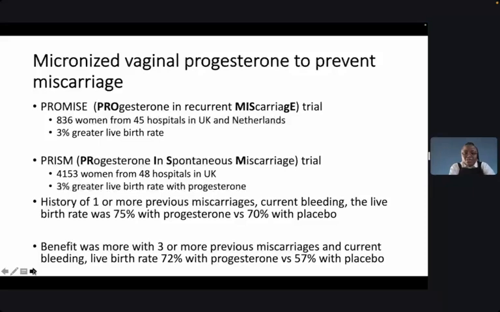Then they went further to look at the miscarriages. From the results, they found that the benefit was with patients who present with at least three or more previous miscarriages and history of current bleeding. The live birth rate was 72% with the progesterone group versus 57% with the placebo. This was quite significant. Here, the conclusion around this difference might be that in patients who present with more miscarriages, like three, the defect might really be with the endometrial lining. So progesterone has been shown, at least in these patients, to be really helping in terms of supporting the endometrium. But the patient must also have a current bleeding in the pregnancy.